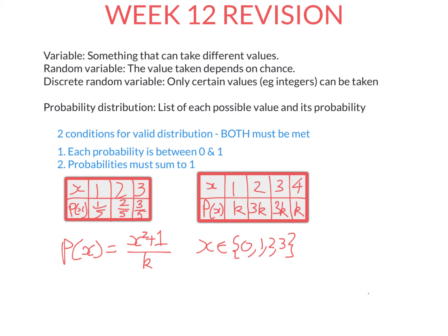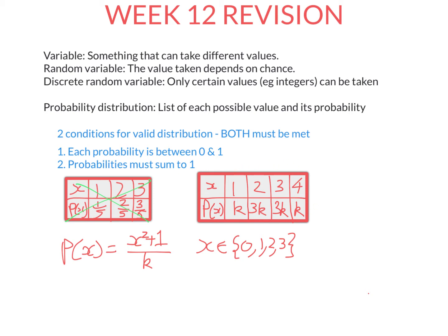So what makes something a random variable? It just means the value that it takes is dependent on chance. In order for a probability distribution to be valid, both of these must be true. Each probability must be between 0 and 1, can be 0, can be 1, and probabilities must sum to 1. So this here is not a valid probability distribution because the probabilities add to more than 1.